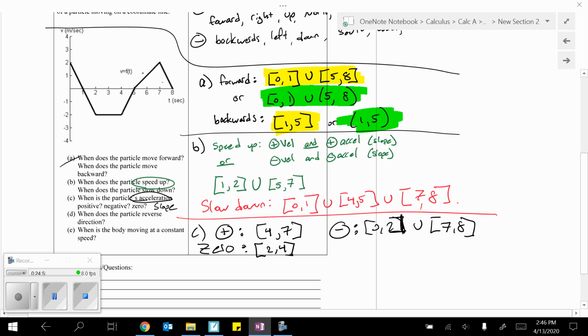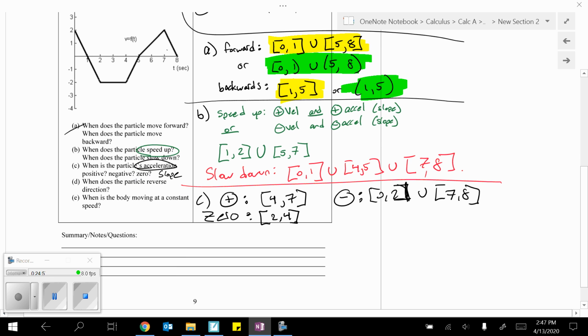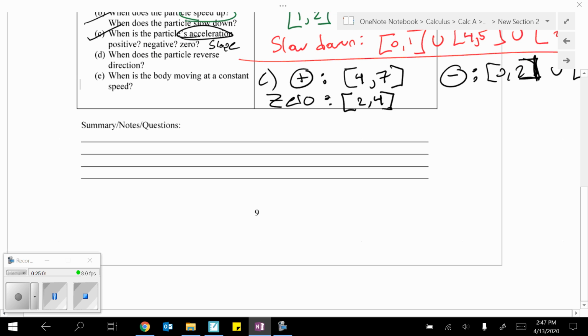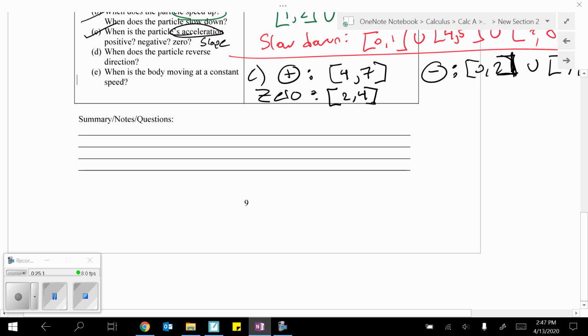Okay, let's see, reverse direction for our next one. Well, that would be when does velocity change sign? So I'm sorry, guys, I ran out of room. Sometimes it's hard to write small on the computer here. So for D, that would be where does velocity change sign? And that seems to happen at t equals 1 and t equals 5.